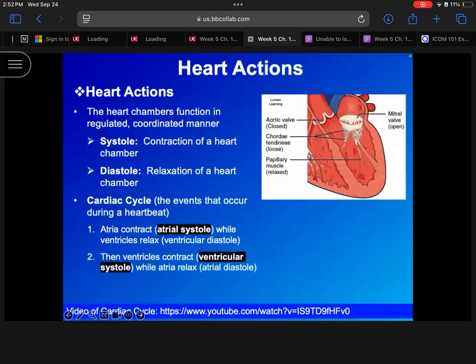Step number 2 is going to be the ventricles contracting, so that's going to be ventricular systole. And at that point, obviously, the atria are going to relax. Any idea what the third one might be?